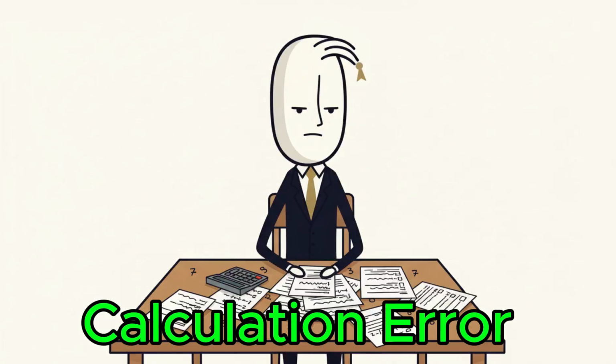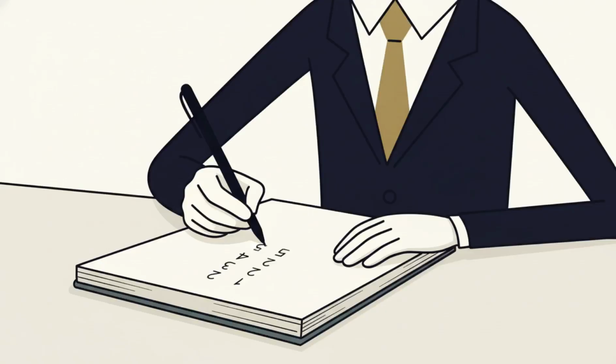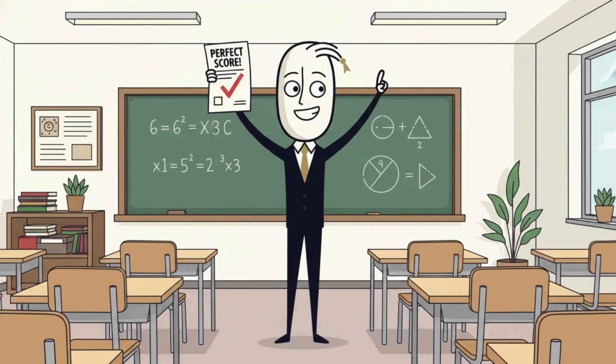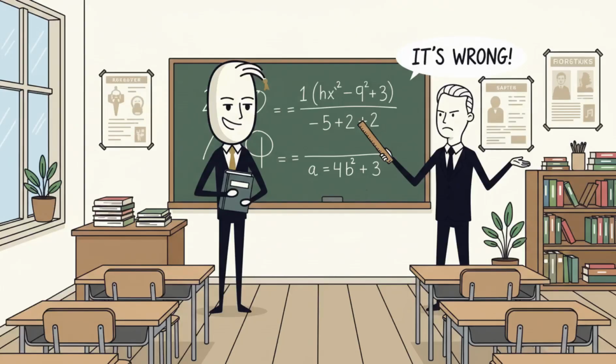Calculation error. The reasoning is correct, but the execution slips. A number is misplaced, a sign is inverted, or a small arithmetic detail breaks the entire result. It is like building a perfect structure on a weak screw that no one notices until everything collapses.